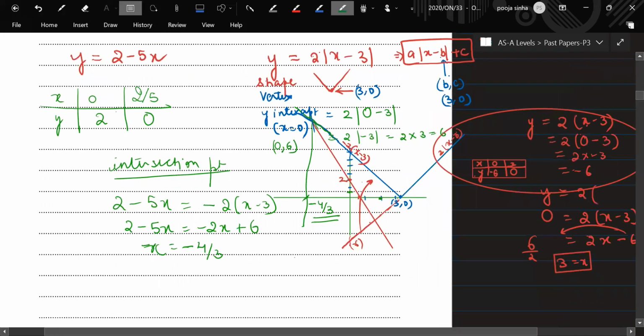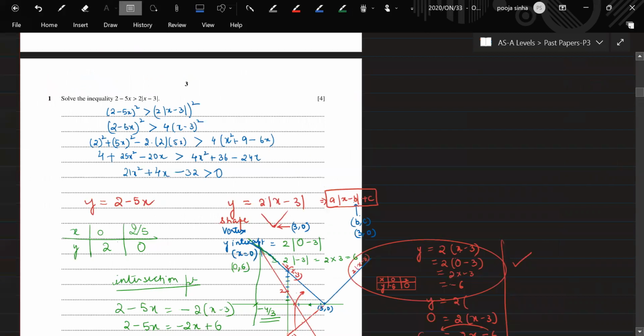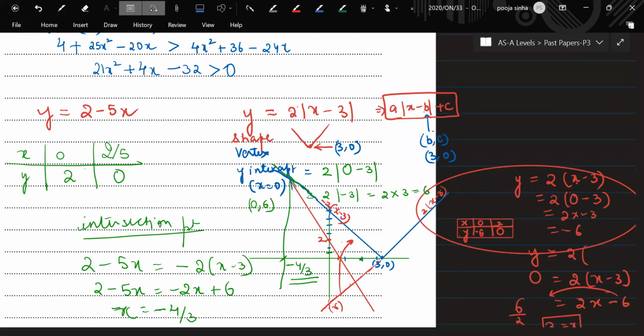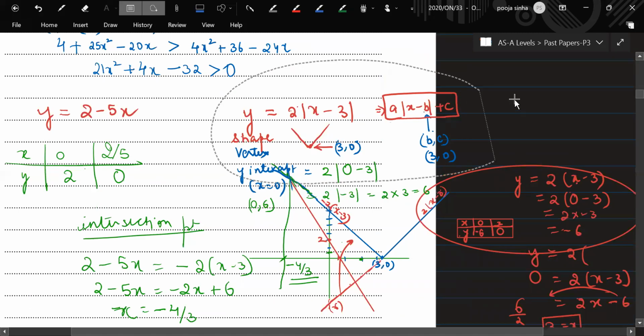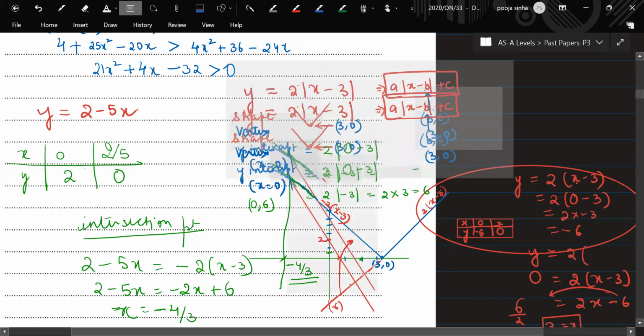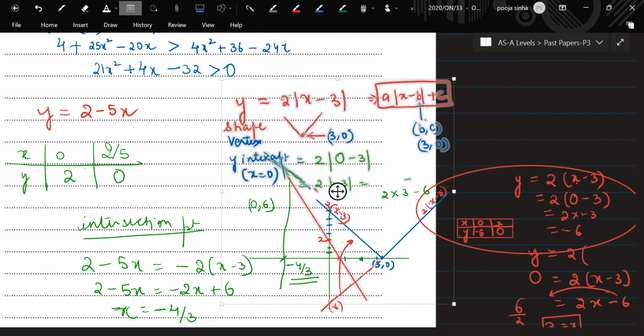Now tell me, our question, one more thing is left for us to do. We have to tell where 2 minus 5x is greater than the mod. So where is it greater than the mod? If you just look at the entire thing a little carefully, where does it happen? After the intersection point. After the intersection point, what is greater? The line is greater, right?